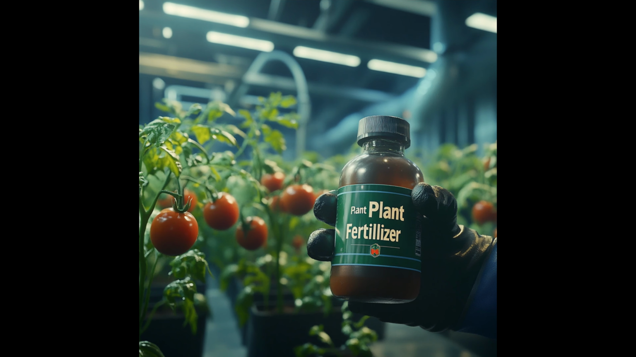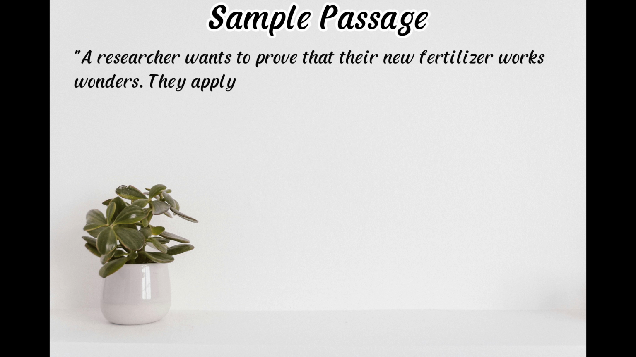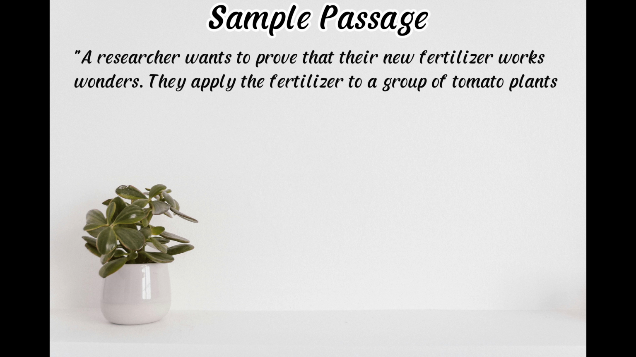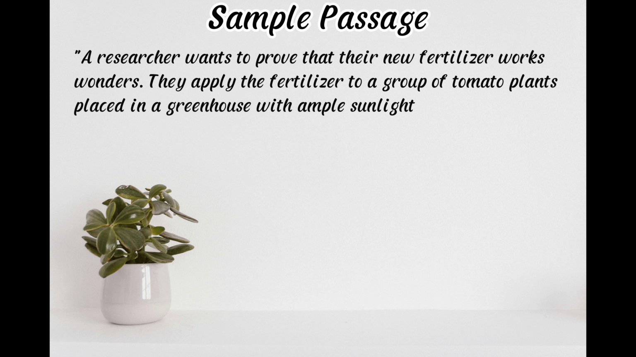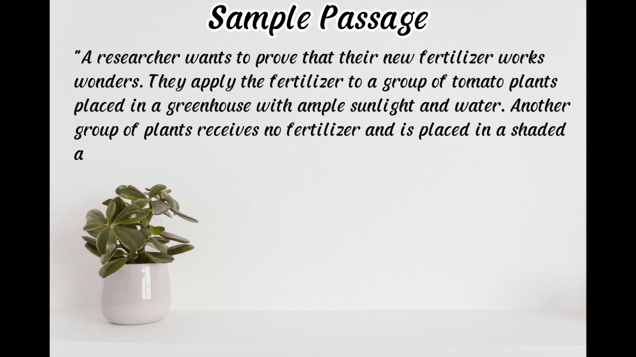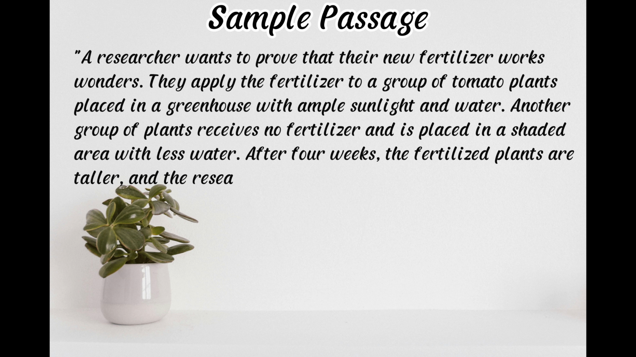Now, let's look at a flawed version of this experiment. A researcher wants to prove that their new fertilizer works wonders. They apply the fertilizer to a group of tomato plants placed in a greenhouse with ample sunlight and water. Another group of plants receives no fertilizer and is placed in a shaded area with less water. After 4 weeks, the fertilized plants are taller, and the researcher claims the fertilizer is effective.